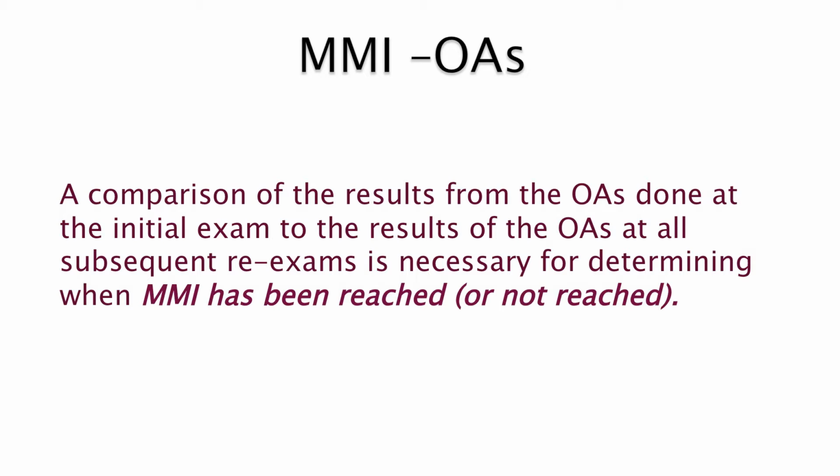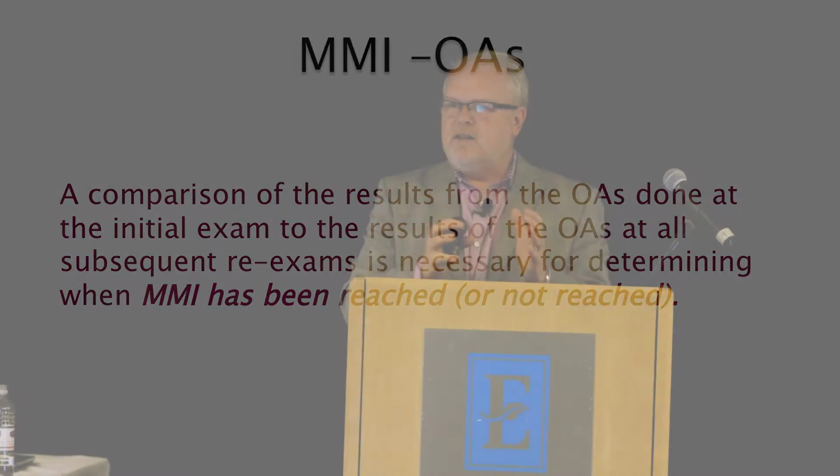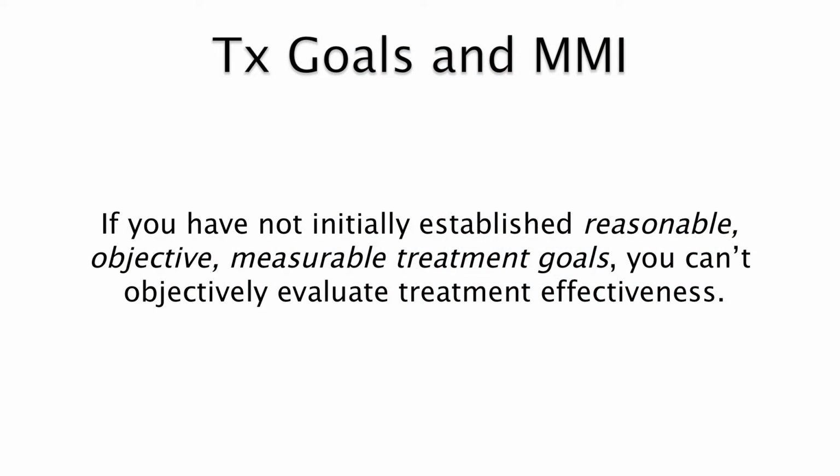So comparison of results from OAs done at the initial exam to the results of the OAs at the subsequent re-exams is necessary for determining when MMI has been reached or not reached, for that matter. Again, it's not based on the number of visits. H&S only wants me to see a patient for X number of visits. It's based on what's medically necessary for the patient. All right? If you have not initially established reasonable, objective, measurable treatment goals, you can't objectively evaluate treatment effectiveness.